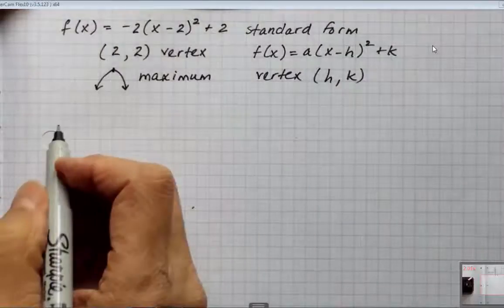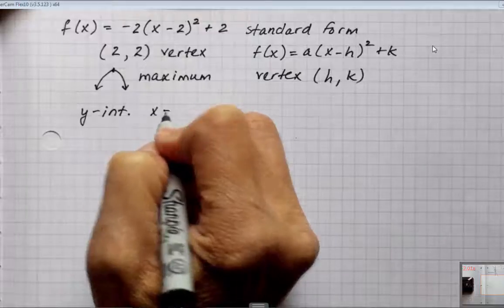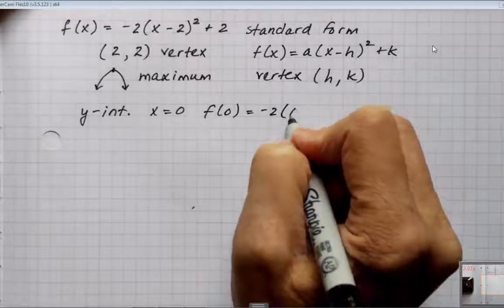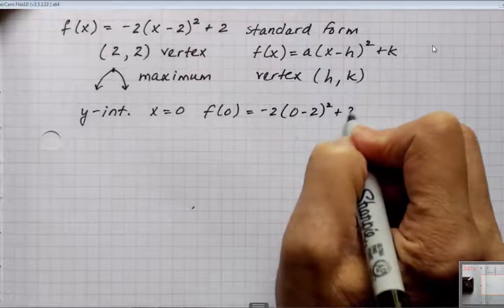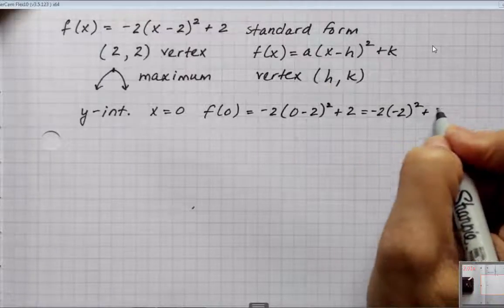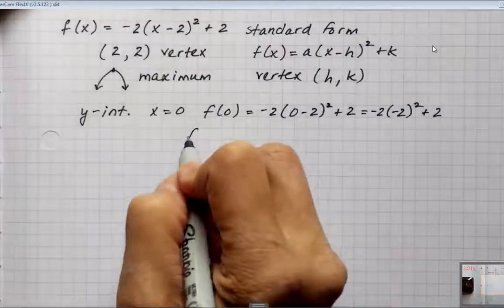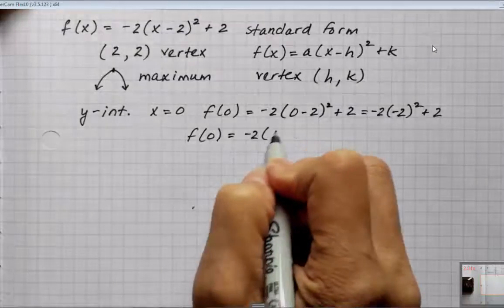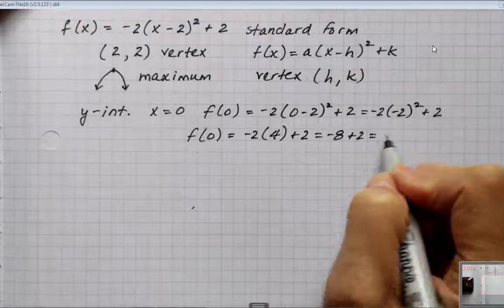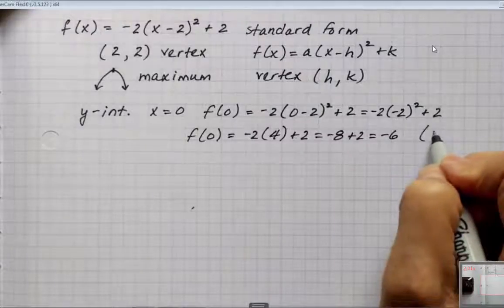To find my x and y intercepts, remember that the y-intercept is found by letting x equal 0. So f of 0 is going to be negative 2 times the quantity 0 minus 2, quantity squared, plus 2. Negative 2 times negative 2 squared, plus 2. Remember to square the negative 2 first. So f of 0 becomes negative 2 times 4 plus 2, negative 8 plus 2, which equals negative 6. So then my y-intercept is going to have coordinates 0, negative 6.